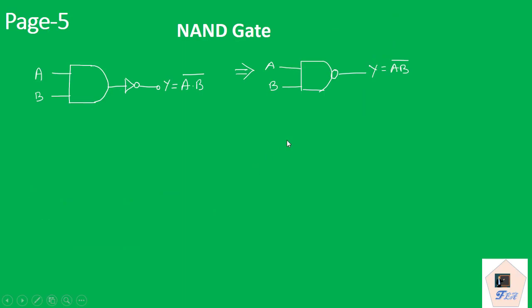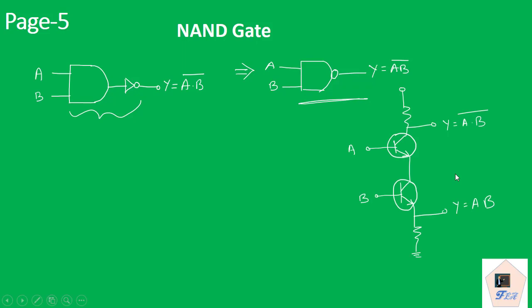Next is the NAND gate. The NAND gate is an AND gate followed by a NOT gate, so a combination of AND and NOT gate. So this operation is Y equal to (A dot B) bar, the complement of AB. This is the symbol of the NAND gate, and this diagram we have seen earlier also. This is the transistor based diagram for the NAND gate. So this is the NAND output. If we are taking the output from the collector side, then we can say this is the NAND operation.